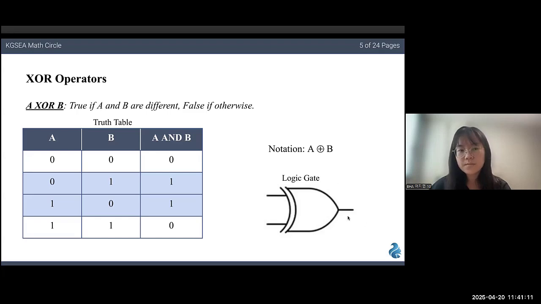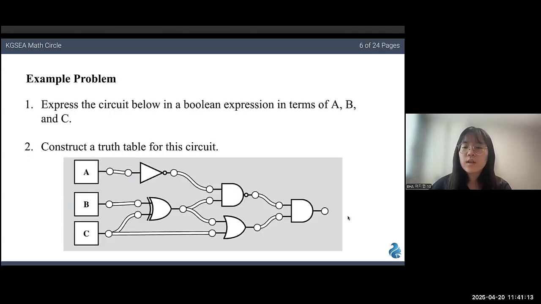Okay, now that we know the basics of Boolean operations and logic gates, I'll be demonstrating an example problem. There's a logic circuit shown on the slide here, and the two questions are: one, express the circuit below in a Boolean expression in terms of A, B, and C, and two, construct a truth table for this circuit.